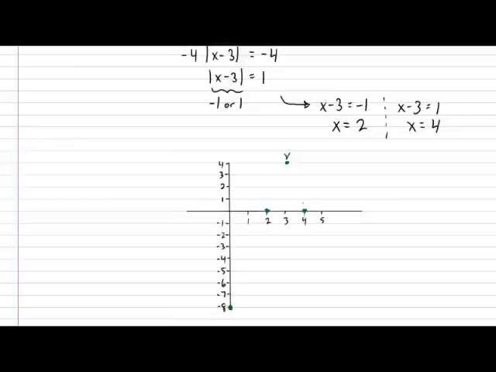And with those 4 points, believe it or not, we can draw a pretty decent looking V-shaped graph. And there it is. That is my completed absolute value function. And that's all there is, ladies and gentlemen, to how to draw the graph of a transformed absolute value function.